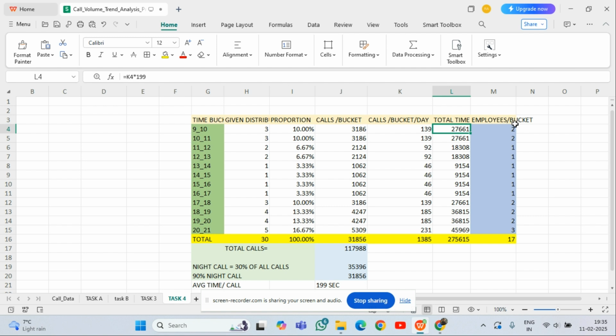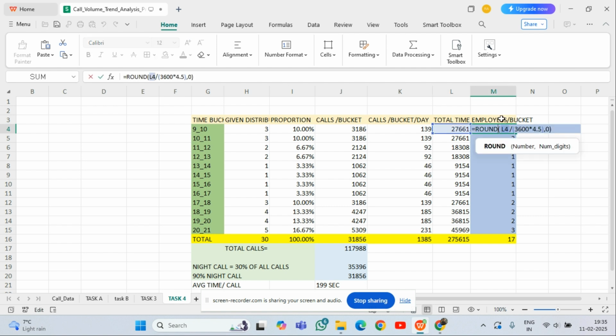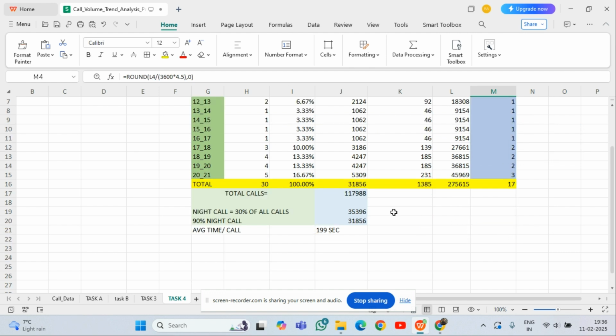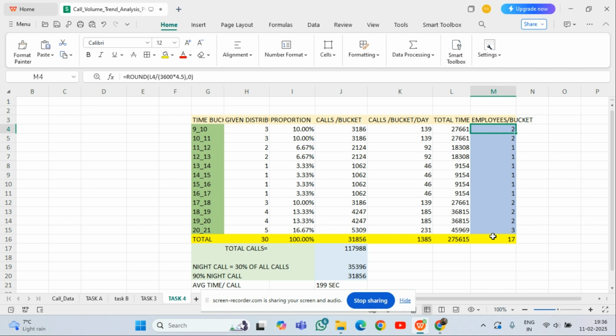And the number of employees also, I have told you, we calculate in the same way as above. It will be 3600 into 4.5 comma 0, where the round formula will round up the figure to the nearest digit possible. So this is how we're going to calculate it. I hope I was able to make you understand the project's basics.